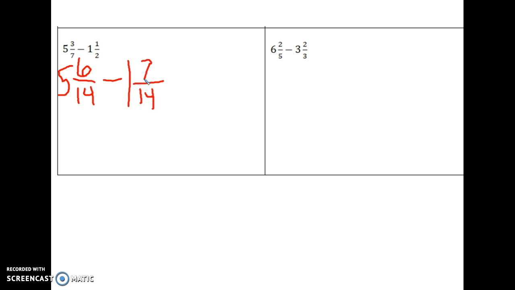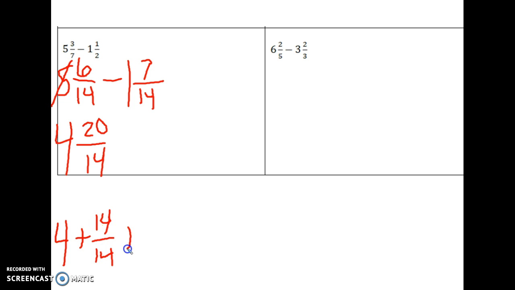I cannot take 7/14 from 6/14, so I'm going to borrow, and I'm going to make this 4, and I have the 14/14 from what I borrowed, plus the 6/14 makes that 20/14. Another way you can think of that is 4 plus 14/14 plus 6/14. What does that all equal? That all equals 5 6/14. So this is just another way to break it down so that I can subtract, and then I'm still subtracting 1 7/14.